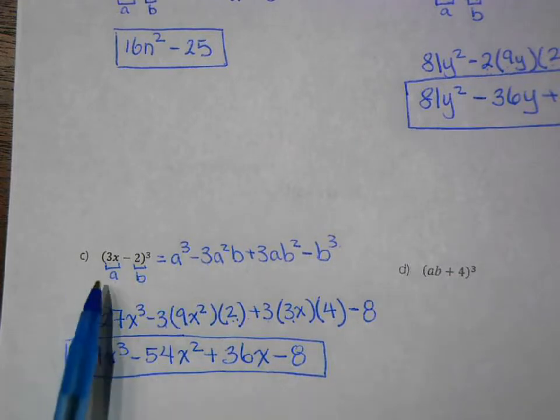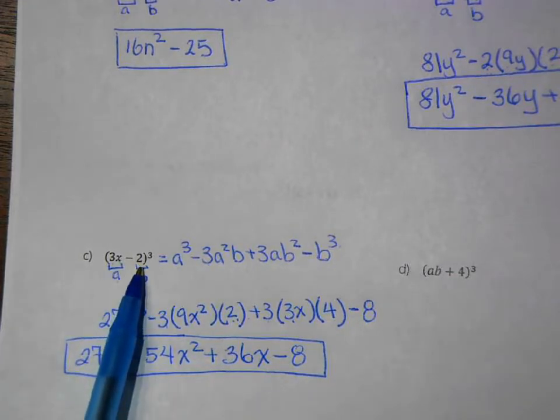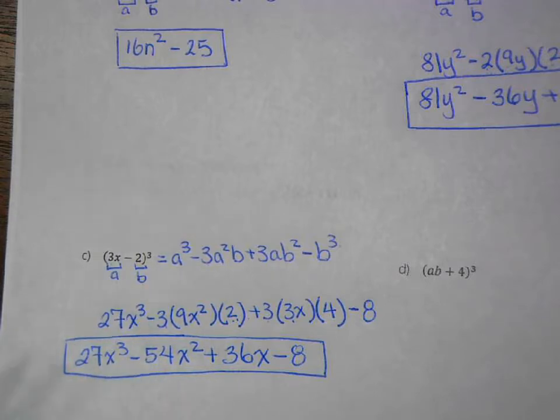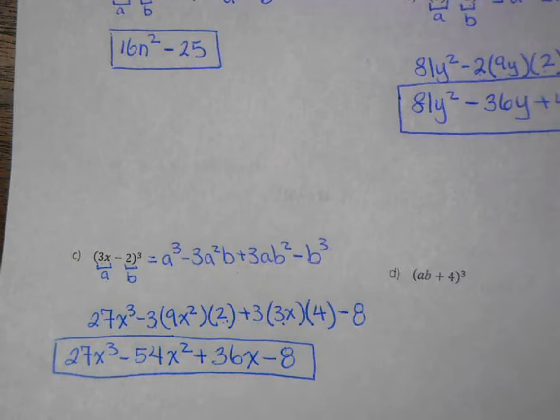Again, you can always do 3x minus 2 times 3x minus 2 times 3x minus 2 if you do not remember this pattern. You could also find all of these patterns on your formula chart. So if that's the route that you like to go, you can do that.